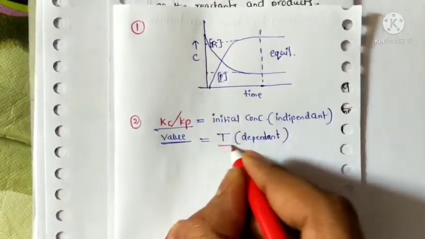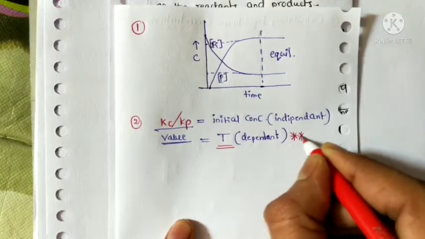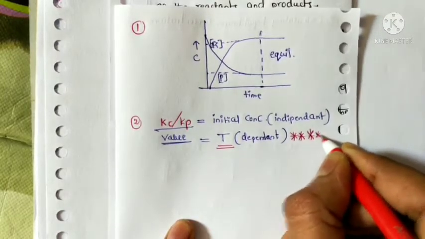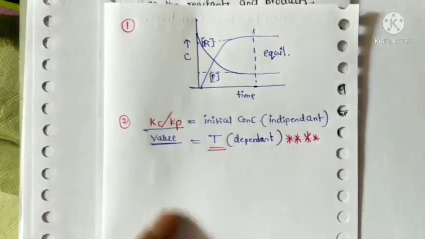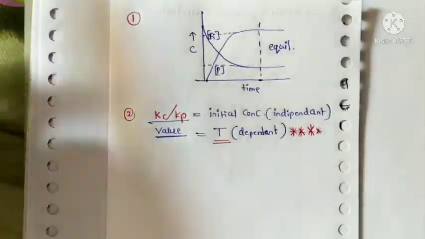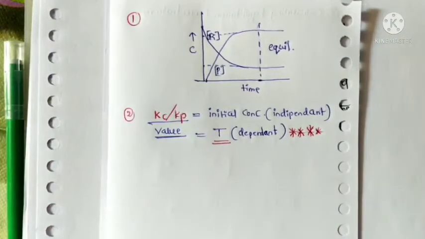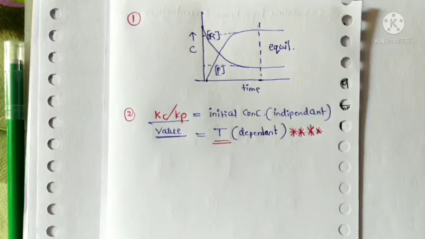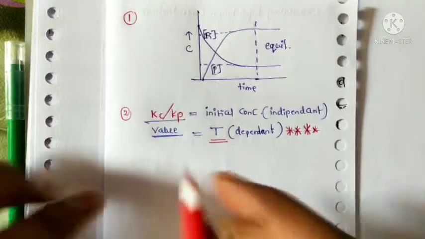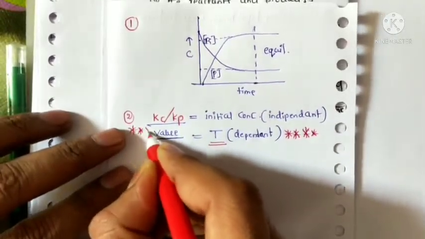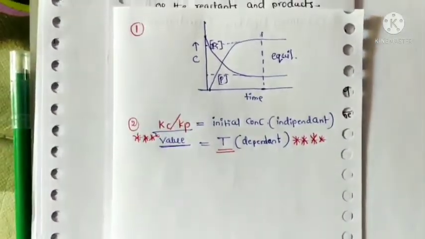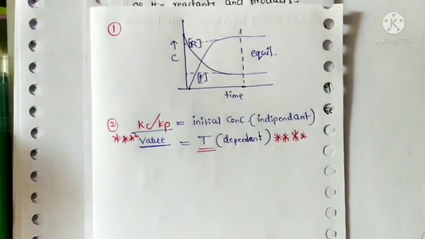This question has been given a number of times in exams. What is the question here? The equilibrium constant value depends upon: option A, initial concentration; option B, pressure; option C, concentration; option D, temperature. So the correct answer is temperature. This is very important, and it has been given in a number of exams.